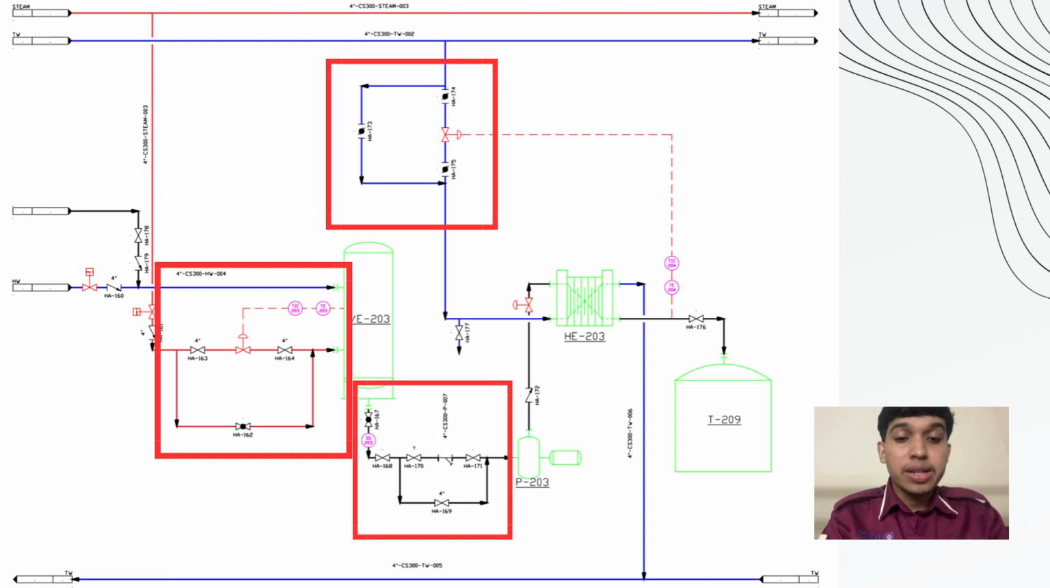So for PNID drawing 2, at first we can see here we have a steam bypass plus a temperature indicator that enters VE203. Then at the top one we have a water bypass that goes to heat exchanger 203, and then goes to T209. And the last one at the bottom, which is the final product, is an oil bypass that goes through pump 203 and then to heat exchanger 203, and lastly goes into T209.